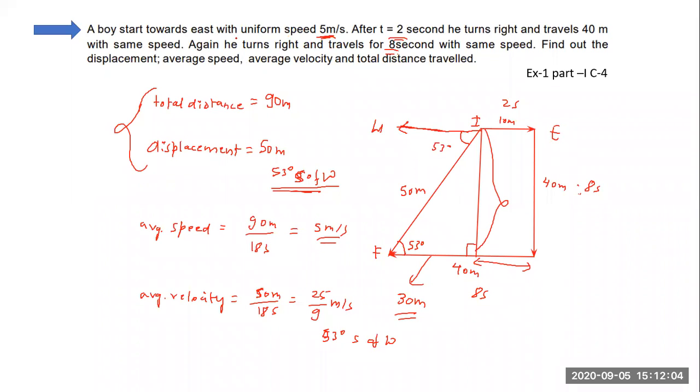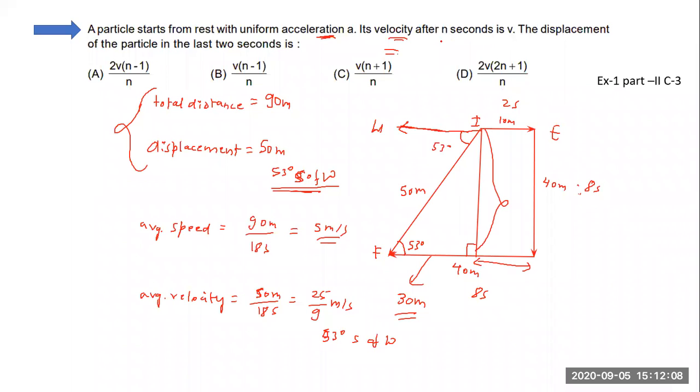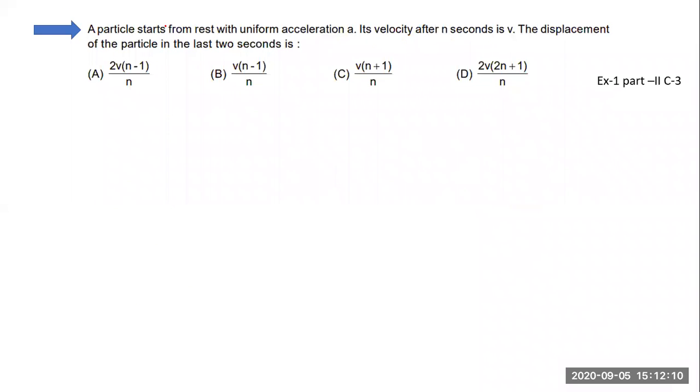These are our answers. Now moving on to the next question. Okay, let me clear it up. Okay, so a particle starts from rest. So this is, by the way, the third question of section C of part 2 of exercise 1 of the sheet Kinematics 1, which is on rectilinear motion. A particle starts from rest with uniform acceleration a. Its velocity after n seconds is v. The displacement of the particle in the last 2 seconds is.